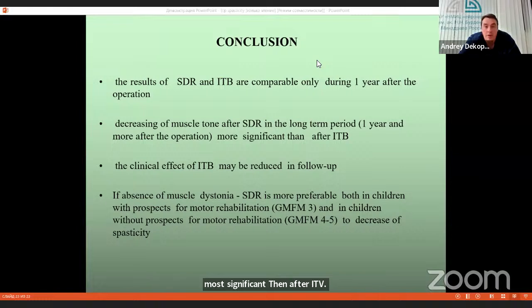The clinical effect of ITB may reduce in follow-up. We have shown that we find secondary resistance to ITB in 10% of patients. So in the absence of muscle dystonia, SDR is the more preferable procedure, both in children with prospect for motor rehabilitation and in children without prospect for motor rehabilitation, to decrease spasticity. Thank you for your attention.